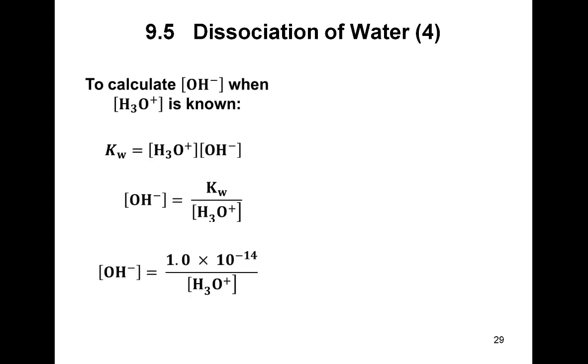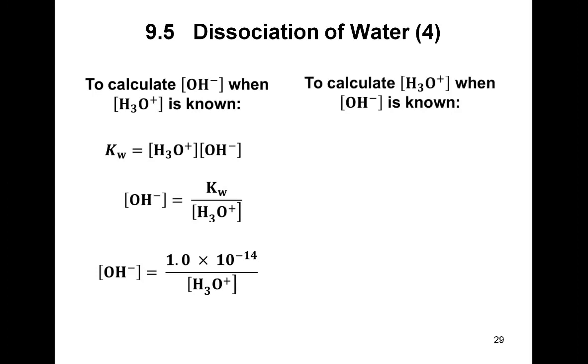Kw has a known value of 1.0 × 10^-14. And so when you want to calculate your hydroxide ion concentration, you plug in your hydronium ion concentration in the denominator, and that will give you your hydroxide ion concentration.